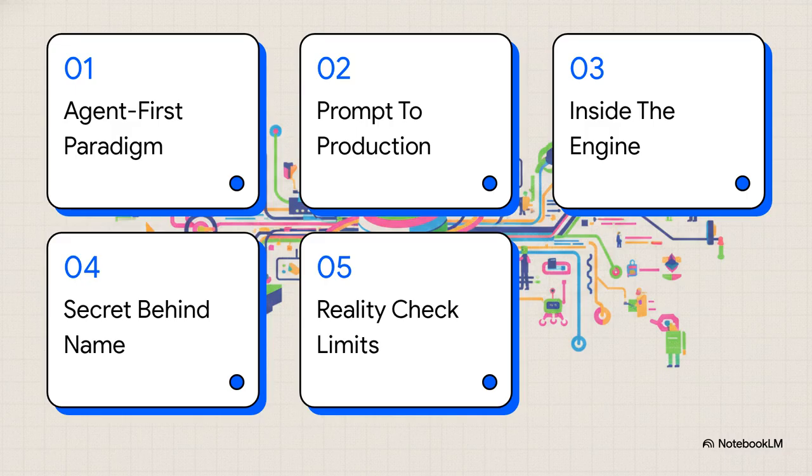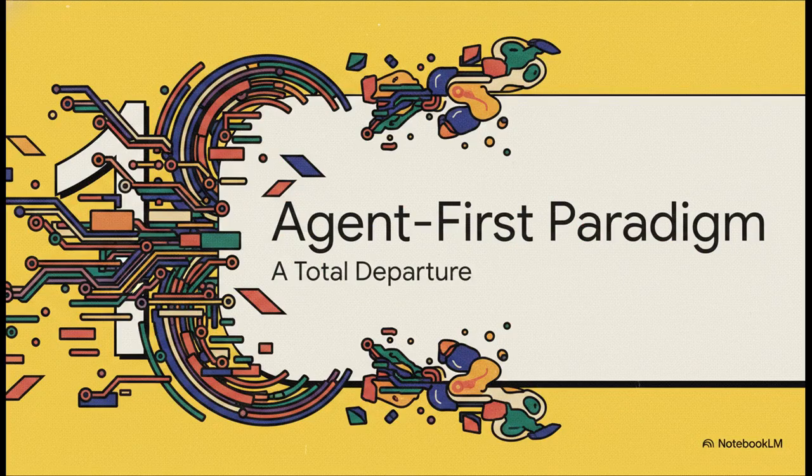We'll start with the agent-first paradigm, look at a real app built from prompt to production, peek under the hood of the Antigravity engine, explore the really weird internet history behind its name, and finally do a much-needed reality check on its actual limits. Okay, starting off with Section 1, the agent-first paradigm, because this is a massive departure from the coding tools we've all gotten used to over the last couple of years.